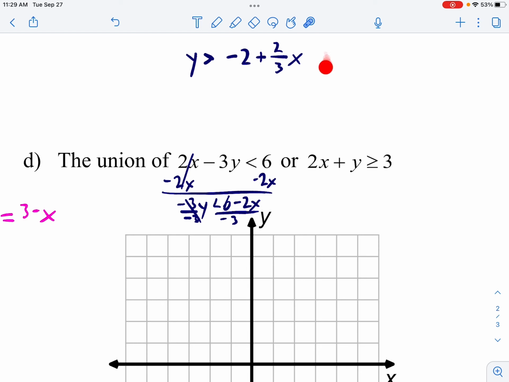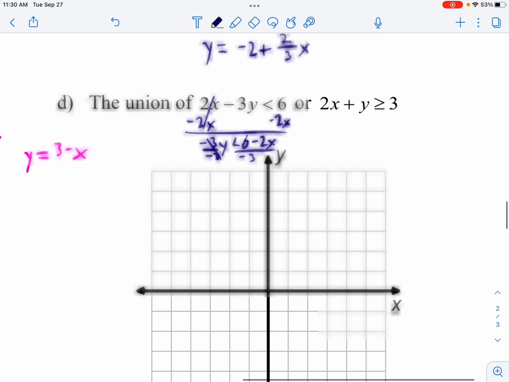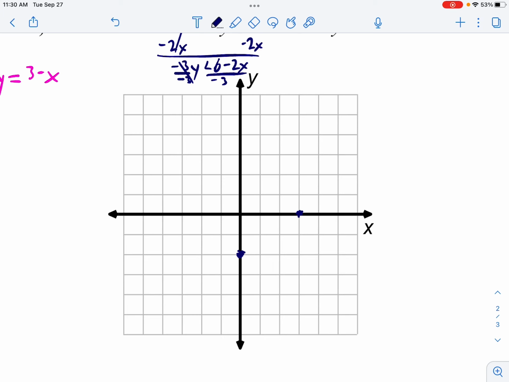So then we're going to graph this just as if it were the line y equals negative 2 plus 2/3 x, but we have to use a dashed line, since it's just a greater than, not a greater than or equal to. So the y-intercept there is 0, negative 2. All right. Slope is 2/3, so that's over 3, up 2. To the right 3, up 2.